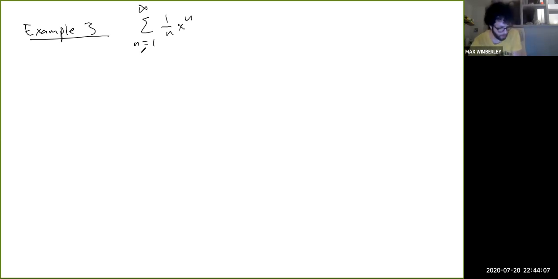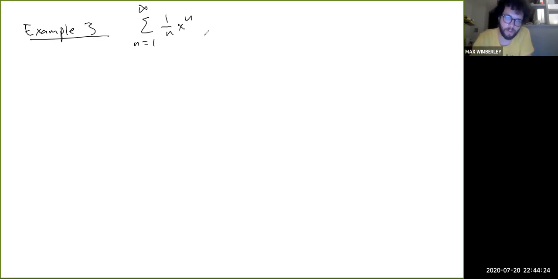So example 3. The series sum of 1 over n times x to the n from n equals 1 to infinity in this case. Oh, that's funny. There's a typo in the book. They say it sums from 0 to infinity, but that's not quite allowed. It doesn't matter.